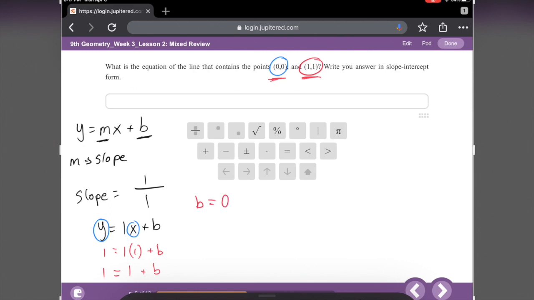Now I just need to write the equation with all of these facts plugged in. I have y equals 1 times x plus 0. So it's better to just write that as y equals x. This problem might have been so trivial or so easy that you might have even had trouble with it because it was so easy, but we have y equals x, so that's our answer.